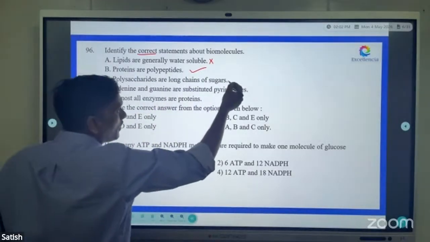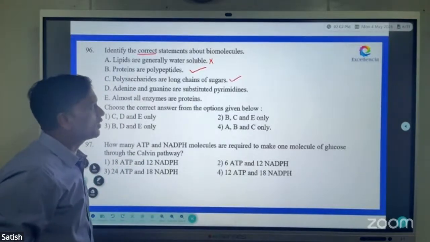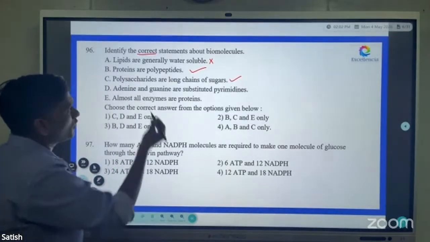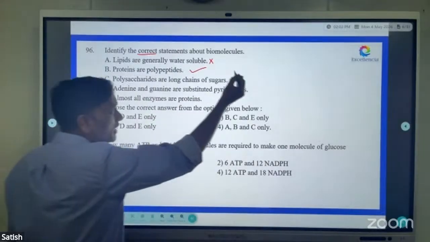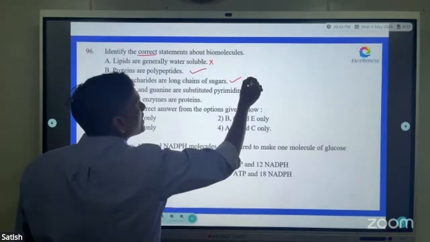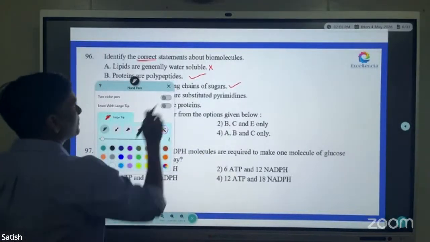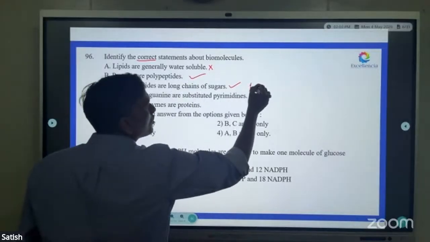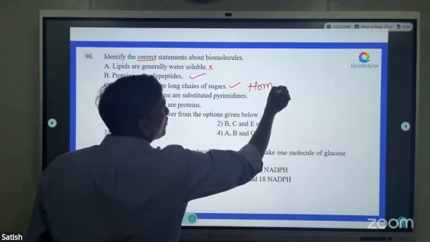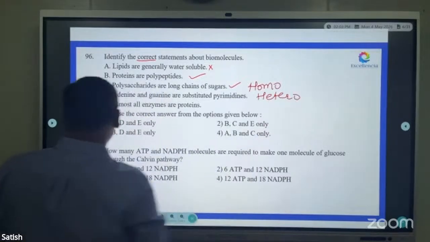Polysaccharides are long chains of sugars. Yes, a single monomeric unit, that is monosaccharides, undergoes polymerization and forms a polysaccharide. And these polysaccharides are again of two types: homopolysaccharides and heteropolysaccharides. So two types of polysaccharides are there, one is homo and another is heteropolysaccharides. So it is the correct statement only.